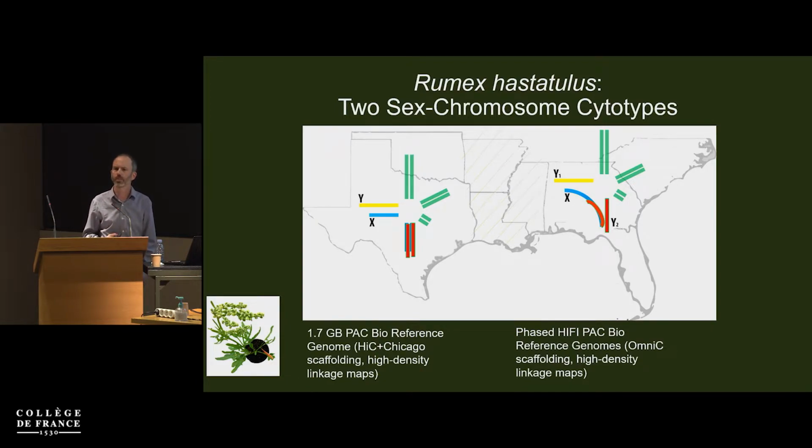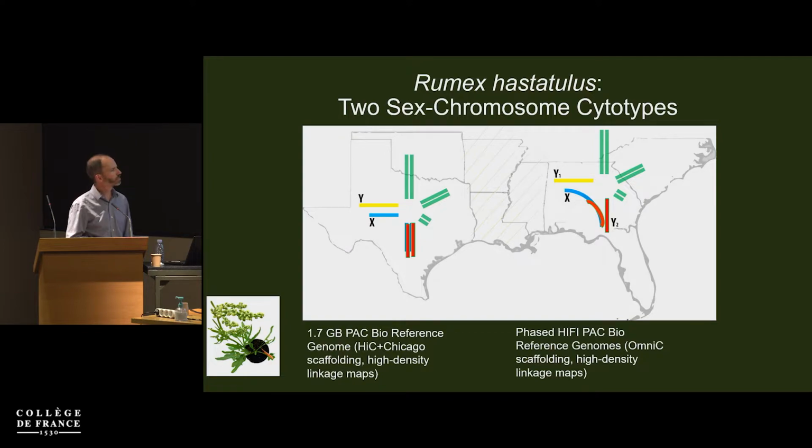So we've been doing this in the genus Rumex, and in particular, one focal species has been Rumex hastatulus. So this is a particularly interesting system where we have 2 sex chromosome cytotypes within the same species. So these 2 cytotypes exist on either side of the Mississippi River in the US. And to the west of the Mississippi, we have a classic XY system that we're very familiar with from mammals and Drosophila. And east of the Mississippi River, there's been an X autosome fusion that's created a neo-X chromosome. And then this segregates as a trivalent with 2 Y chromosomes. So we have the formation of a neo-Y and a neo-X chromosome.